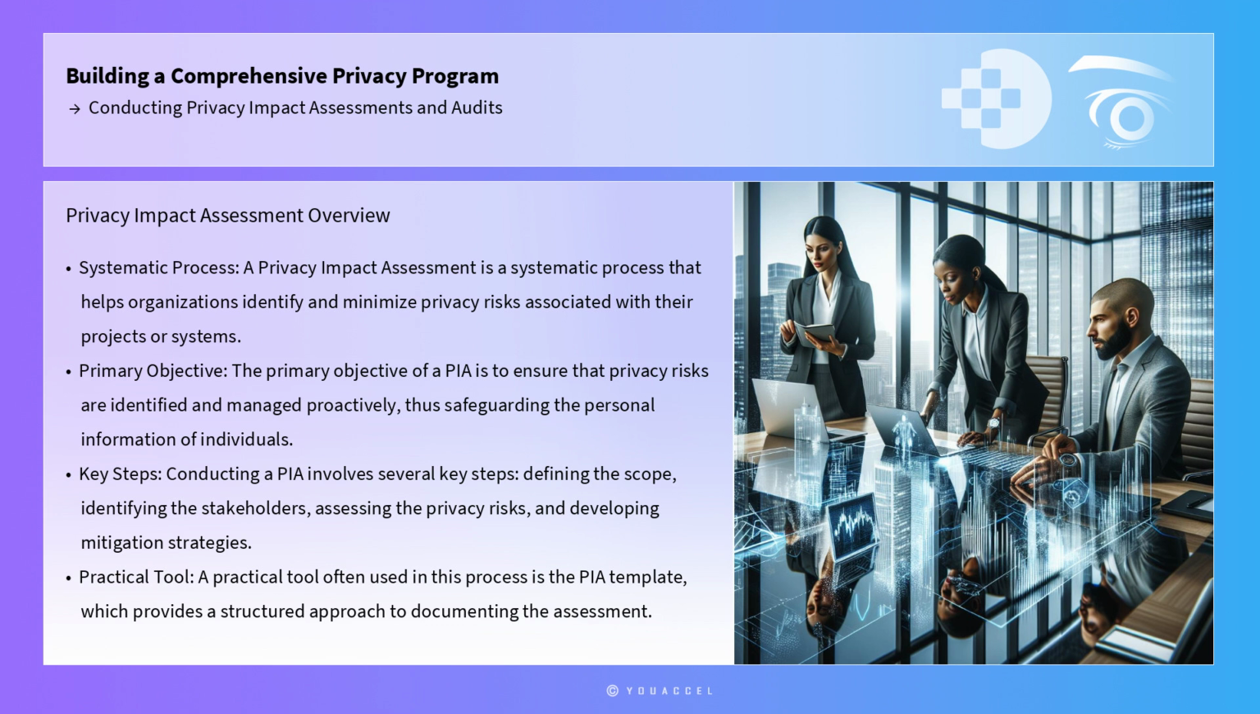Conducting a PIA involves several key steps: defining the scope, identifying the stakeholders, assessing the privacy risks, and developing mitigation strategies. A practical tool often used in this process is the PIA template, which provides a structured approach to documenting the assessment. For instance, the Information Commissioner's Office offers a comprehensive PIA template that guides organizations through the assessment process.